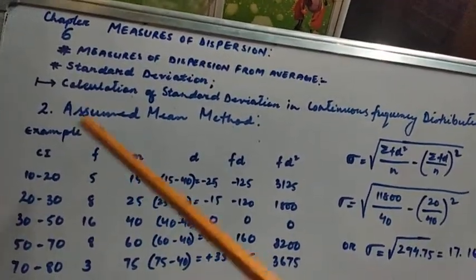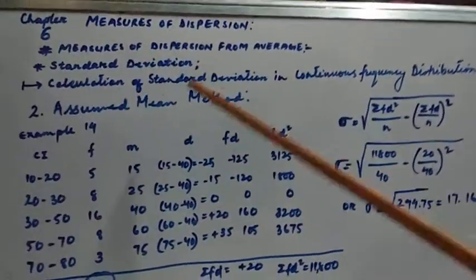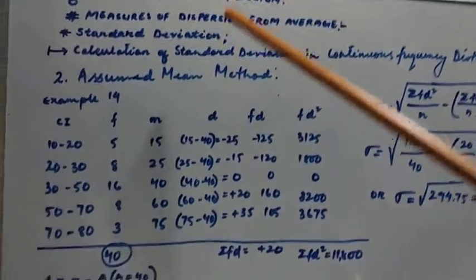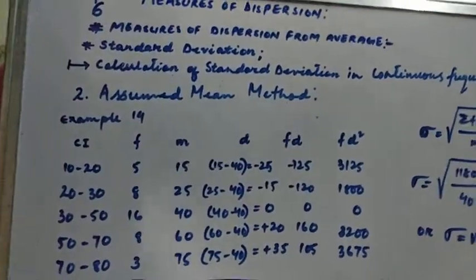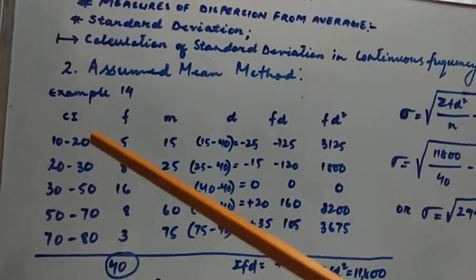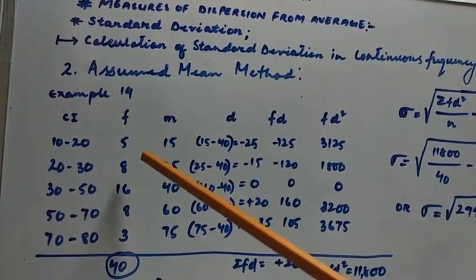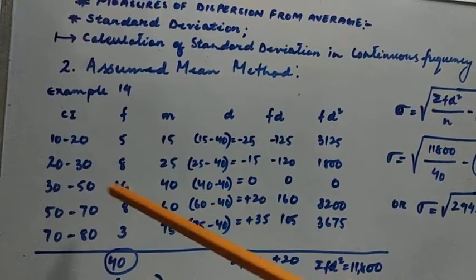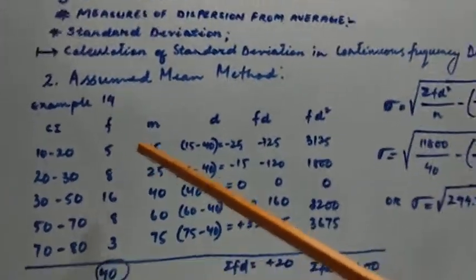So the second method is the assumed mean method for continuous frequency distribution under standard deviation. The first step is to calculate the midpoints for the class interval. Class interval and frequency are given here. So first, you calculate the midpoints, and we have already taught how to find the midpoints.